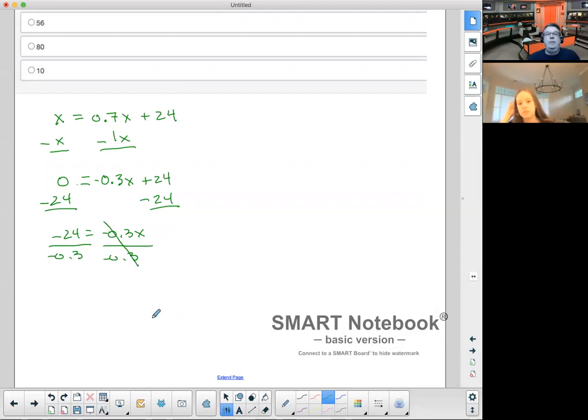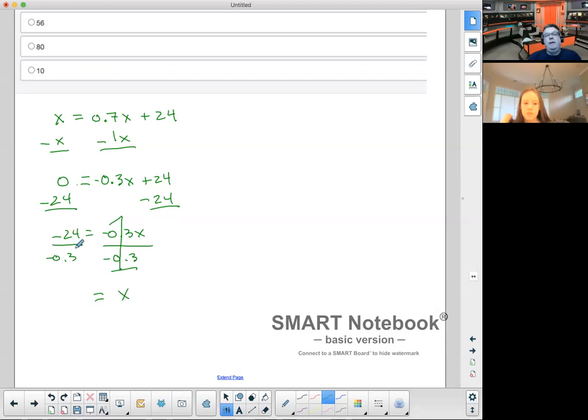And let me just say that the reason they cancel is you have negative 0.3 divided by negative 0.3. The same thing divided by the same thing is equal to 1 always, which gives us 1 times x, or simply x. And then a negative divided by a negative is a positive.